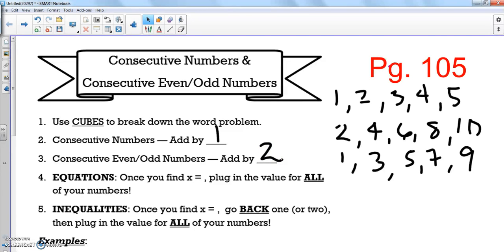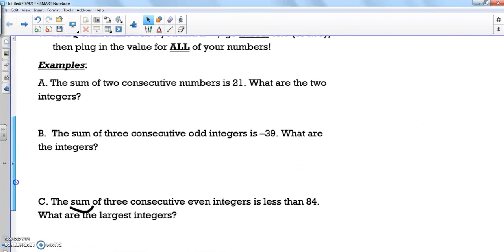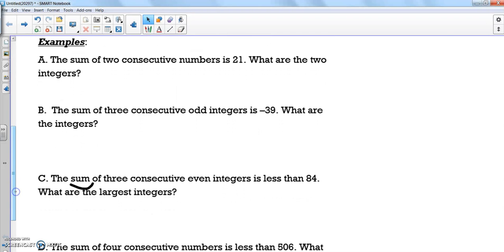Okay, so we're going to solve these, and then we're going to go back and plug in our answers to make sure they're right. So we're going to start off with some examples. All right, the sum of two consecutive numbers is 21. What are the two integers?